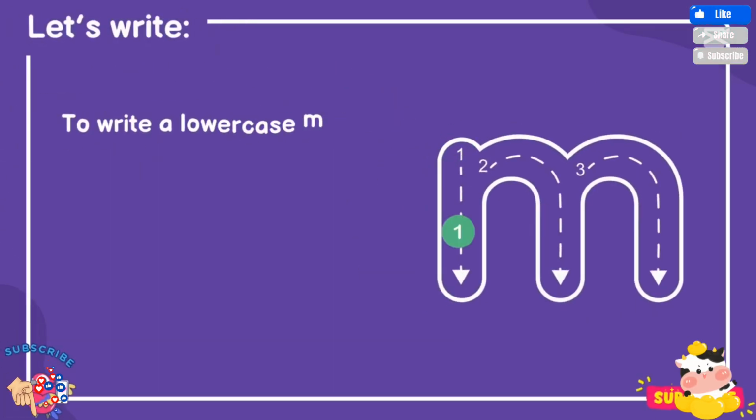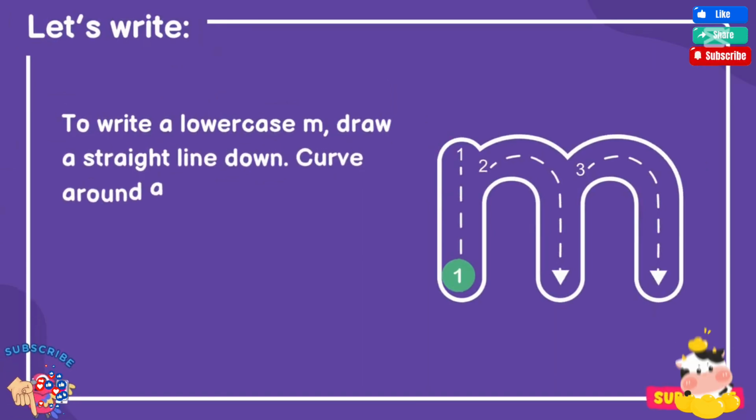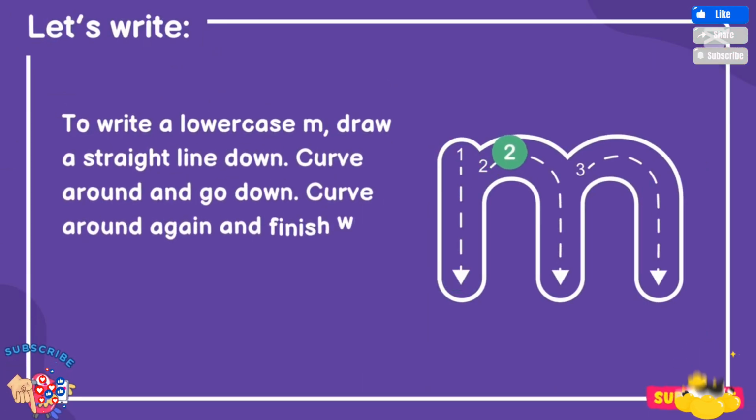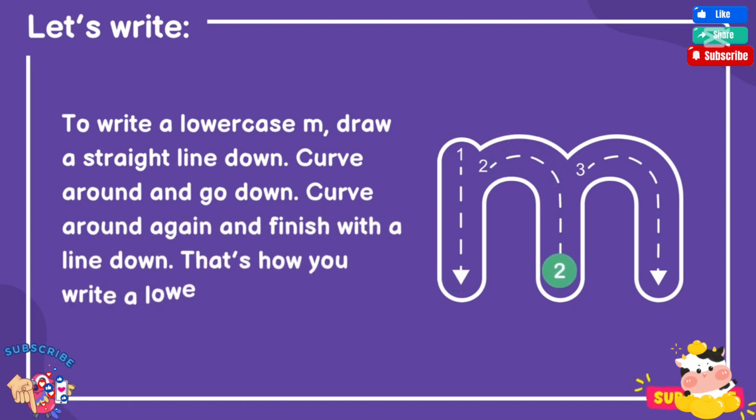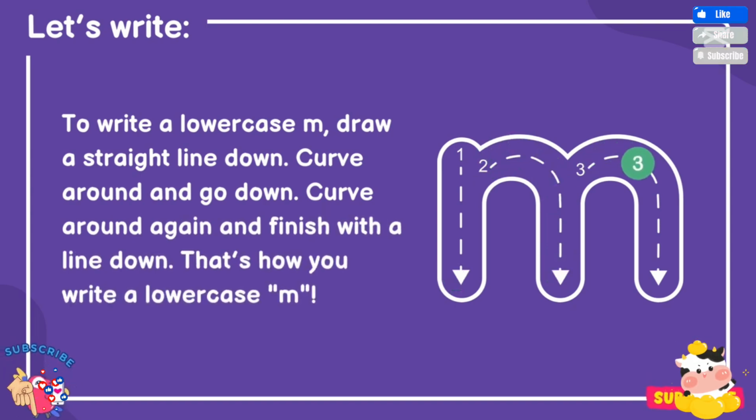To write a lowercase m, draw a straight line down. Curve around and go down. Curve around again and finish with a line down. That's how you write a lowercase m.